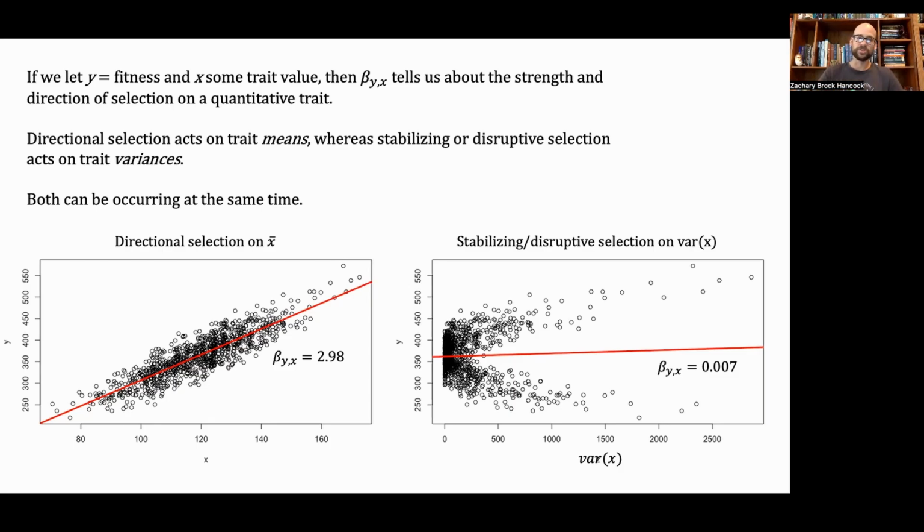The last thing that's important to note from this figure is the concept of additive genetic variance. So additive genetic variance is the variance that is being captured by the linear regression, right?